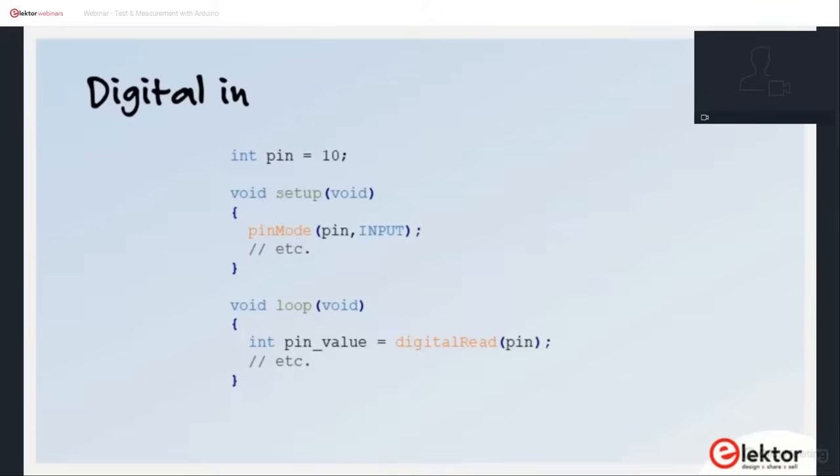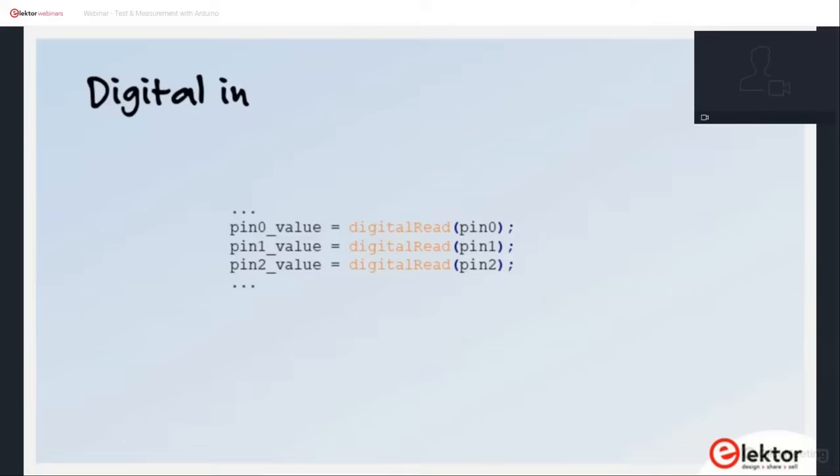Reading signals that can only take on the values 0 and 5 volts, binary TTL level signals, so to speak, is super easy with the Arduino function digitalRead. You must first configure a microcontroller pin as an input and then you can read its value as high or low. If you do this in a loop, you can follow the evolution of a signal.